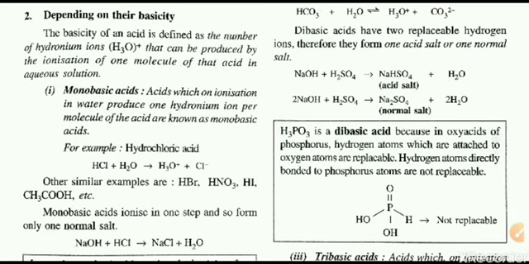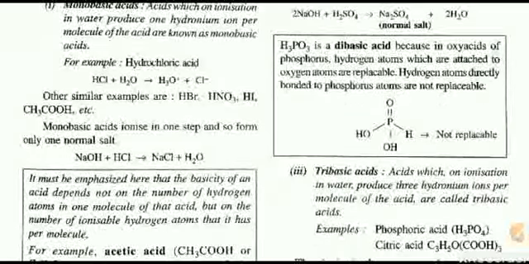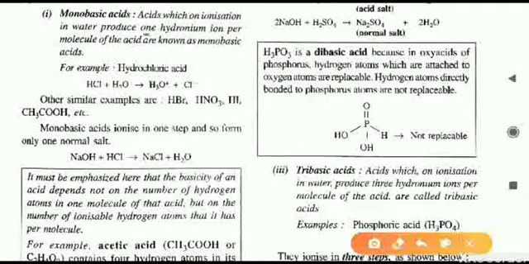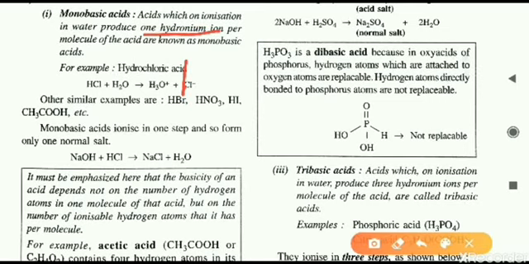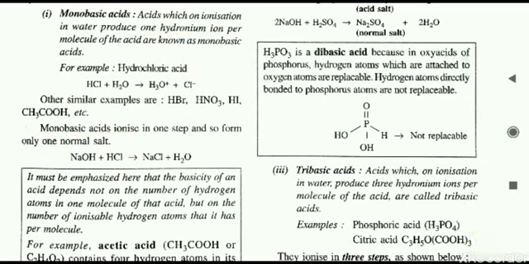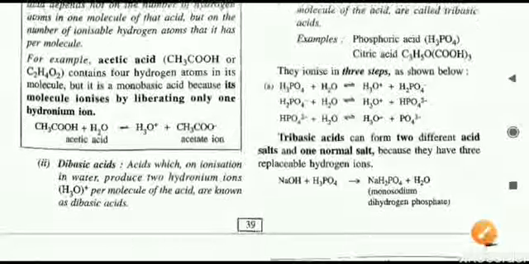Here in basicity, one point I missed in the last class, let us have a look at this. What are monobasic acids? They are those which produce one hydronium ion per molecule of acid, because only one H plus ion is released in these acids. Therefore they will ionize in one step only and they will form one normal salt. Only one salt will be produced by the monobasic acid in one reaction.